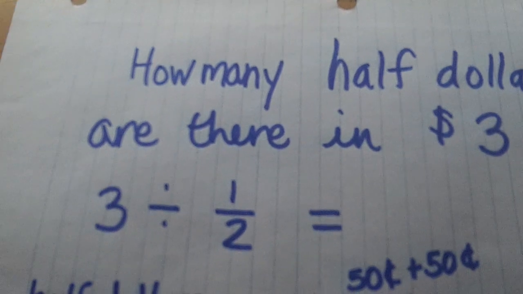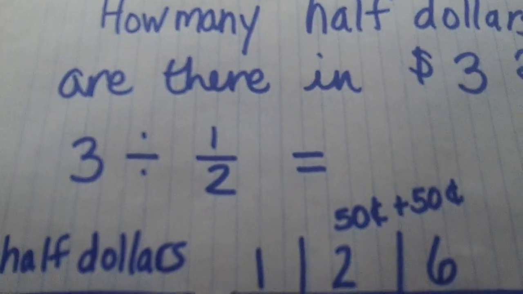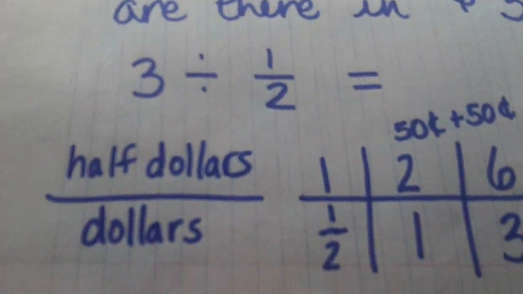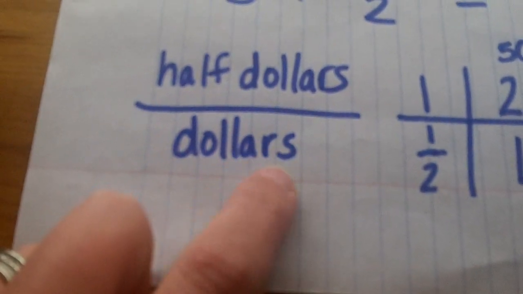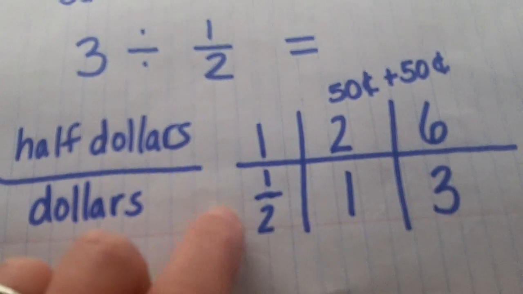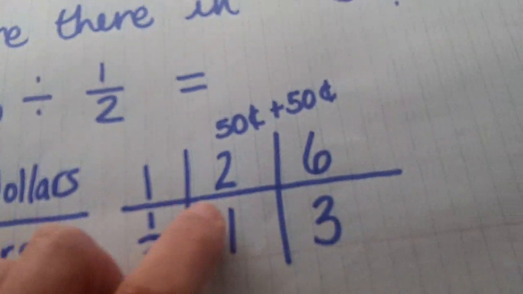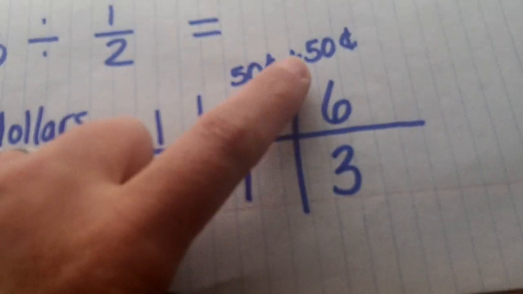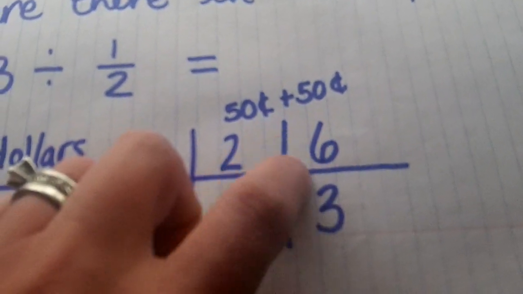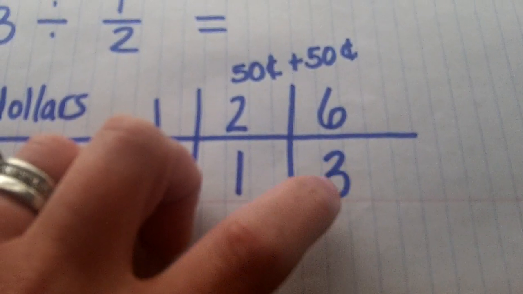How many half dollars, some of you probably have some special half dollars, some 50-cent pieces, are there in $3? I take a look at 3 wholes, and I'm going to divide that by a half. So once again, a half dollar into a dollar. My setup is I have 1 half dollar, and it is equal to a half. 2 halves make a whole. So I know that 2 50-cent pieces would get me 1 full dollar. 6 50-cent pieces would get me 3 full dollars.